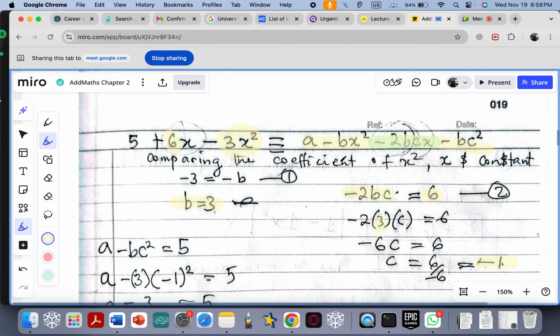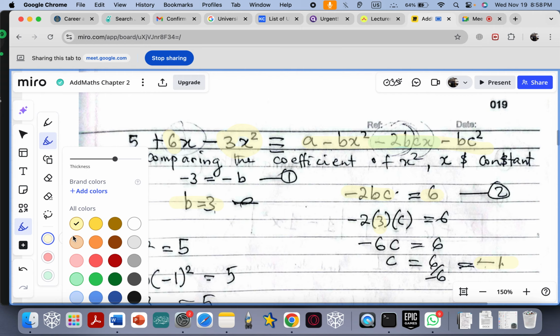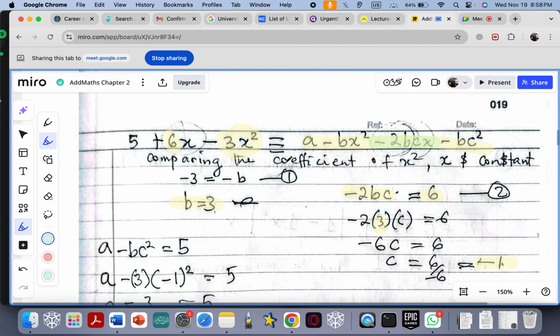Now you come to the last one, the constant. A is a constant. Let's take a look at this. A is a constant because it's on its own. It's not attached to x. It's not a coefficient of x or x squared. And bc squared is a constant, minus bc squared.